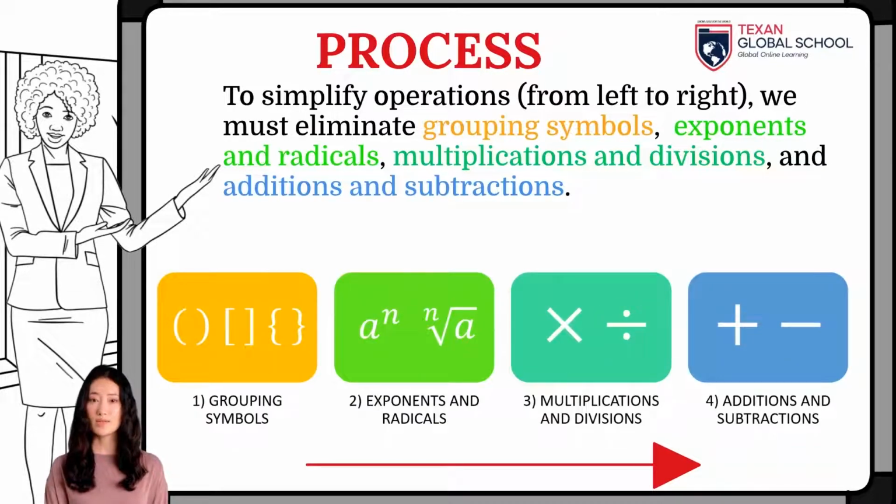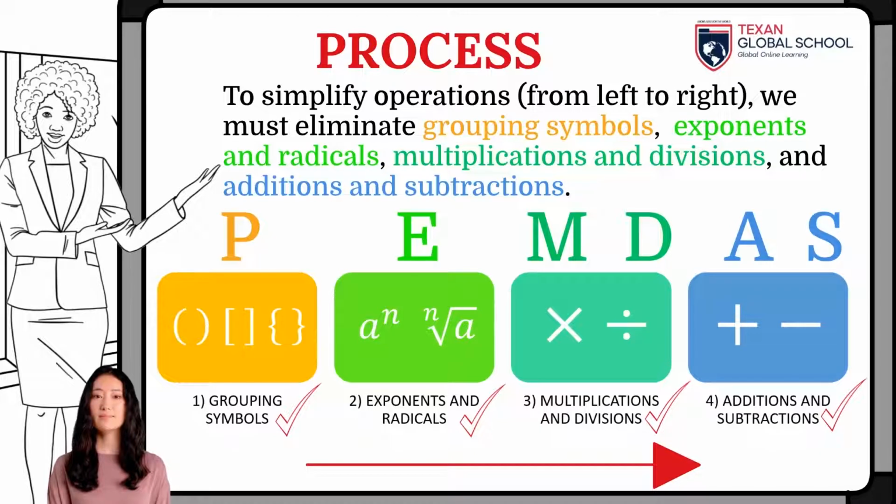First, grouping symbols such as parentheses, brackets, or braces. Then, exponents and radicals. Later, multiplications and divisions. And finally, additions and subtractions. This process is also called PEMDAS, which stands for parenthesis, exponents, multiplications, divisions, additions, and subtractions.